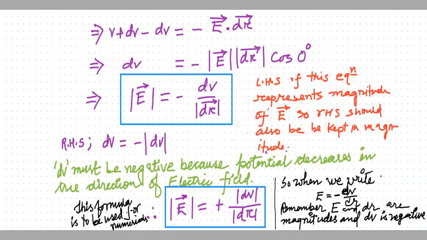Next, potential at point B, if you remember the diagram, is V plus dV, minus potential at point A. Sorry, this should be V. Potential at surface A is V. So we have V plus dV minus V.